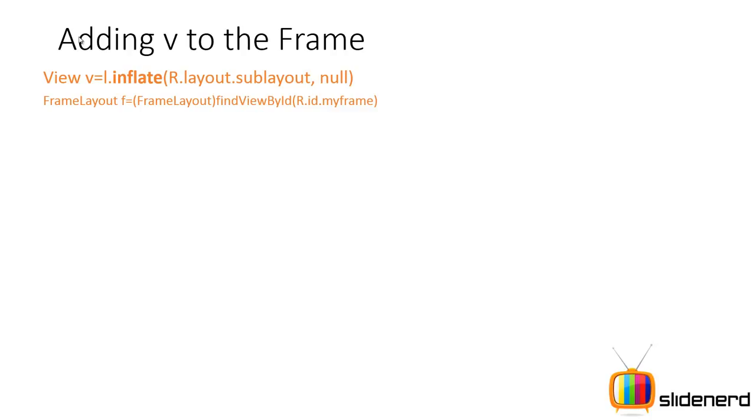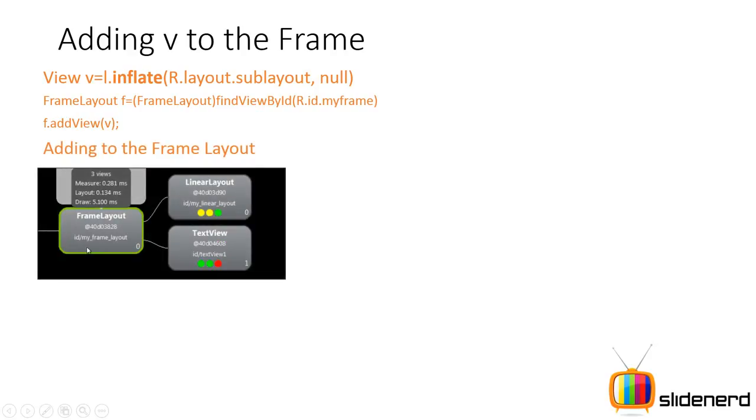First, I need to bring the frame layout from XML into Java. So I'm gonna say something like this: findViewById R.id.myFrame. Then I can use this method saying f.addView(v). And at this point, what is gonna happen is something like this. You have your frame layout, you have your linear layout, and you also have this text view over here. Pretty simple, right? They are both siblings, they are both children of the frame layout.